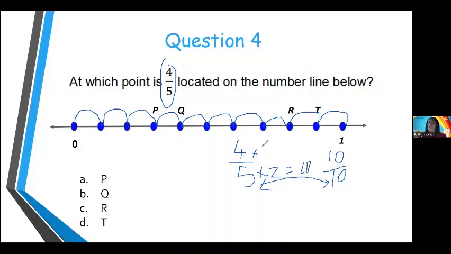Whatever you do to the denominator, you do the same thing to the numerator once you are finding equivalent fractions. And so 4 multiplied by 2 now gives us 8. But this is telling me that 8/10, which is 8 out of the 10 intervals, would be my 4/5.